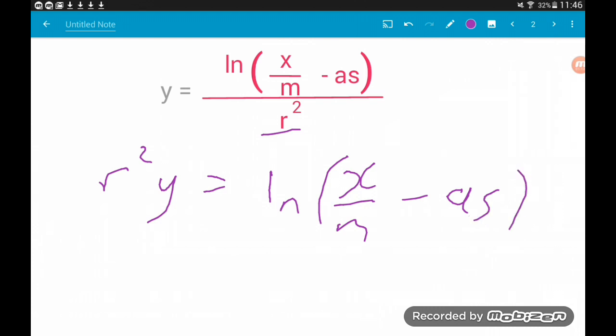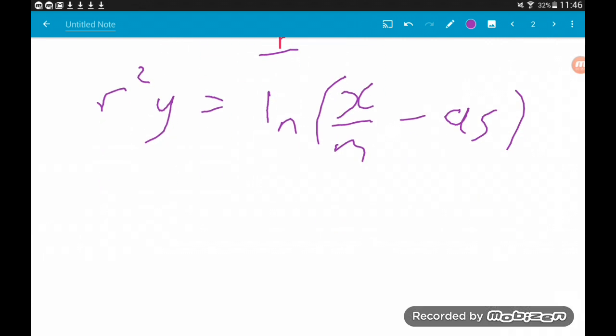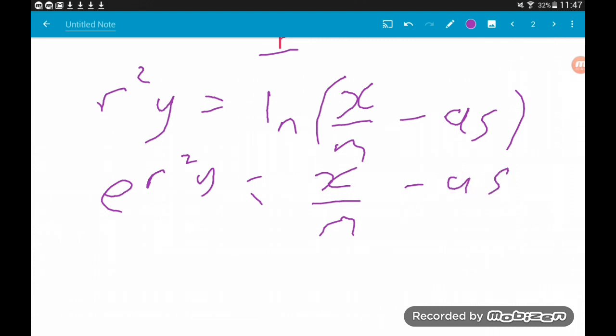Cracking. Now the next thing that we need to do is undo that log. To undo a log, we do what's called exponentiate both sides. Again, don't worry about what that is. What happens on the right? Everything becomes a power of the letter e. So we get e to the r squared y equals, and now the log on the right hand side just disappears. So we get x over m minus as. Okay, so that's got rid of the logarithm.